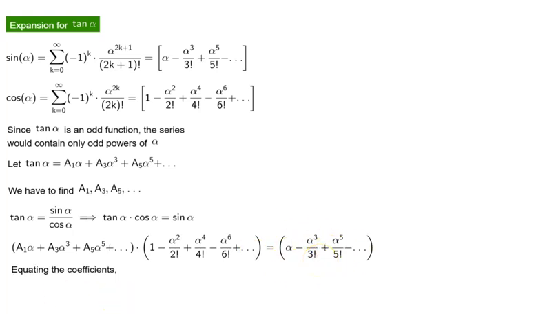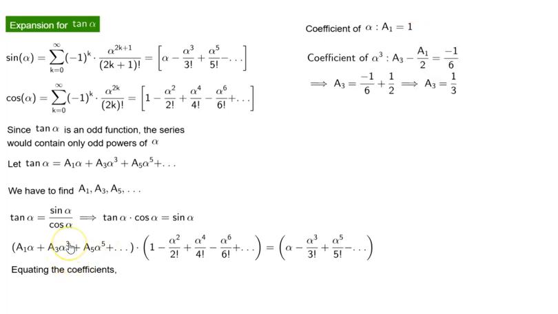Equating the coefficients, we get coefficient of alpha is equal to, now by multiplying these two series, the only way in which we can get alpha is by multiplying a sub 1 alpha with 1. By multiplying any other terms, we will not get alpha. And on the right hand side, alpha has the coefficient 1. So a sub 1 is equal to 1.